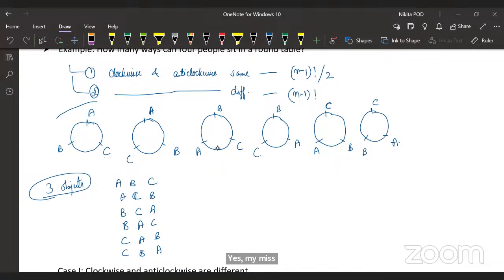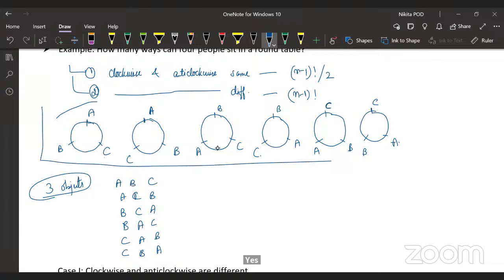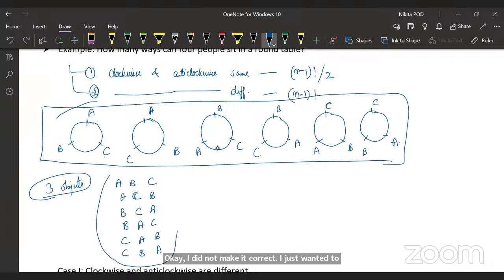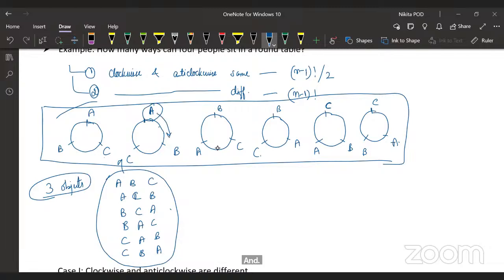So no, this figure I have made is not a correct figure. I did not make it correct. I just wanted to show the three distinct objects. If you have to arrange, this is what you have done in the linear fashion. And let's say I make it like this. But if you observe it, as you said, the second one, A is sitting with B and C, right? B is on this side and C is on the other side.